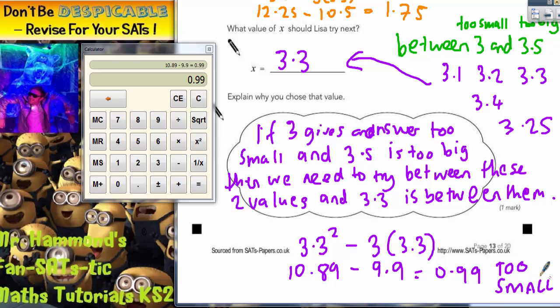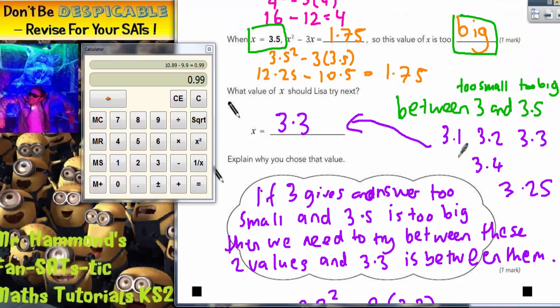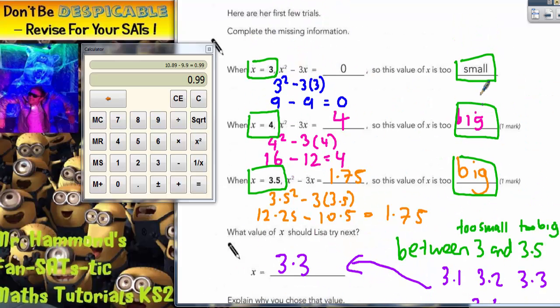But you can see what happens every time we refine our trial, we get a little bit closer to 1. So the logical thing to do would then be to try something a little bit bigger than 3.3. So you could probably try 3.4 then. But we don't need to do that. All we've had to do is justify why we've chosen a number between 3 and 3.5. And it's because 3 is too small and 3.5 is too big. And that's the answer why we've gone between those.